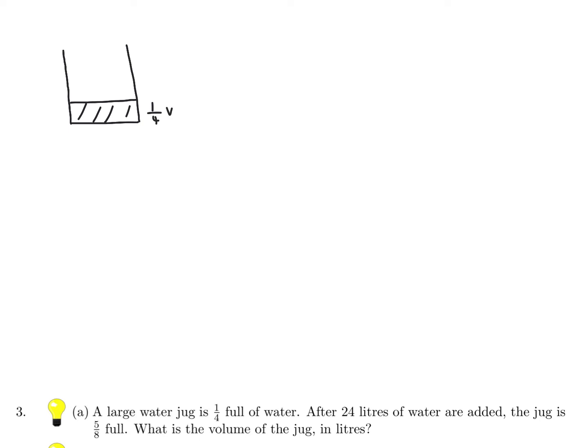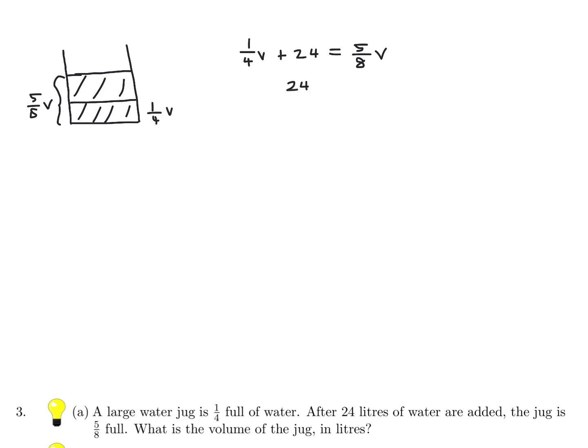All right. And then they're saying that when you take 24 liters and add it, so whatever 24 liters is, it then becomes up to here, and that represents 5/8 of the total volume. So in an equation, that would basically be that 1/4 of V + 24 is the equivalent of 5/8 of V. And that's pretty much it. That's just the equation you have to solve.